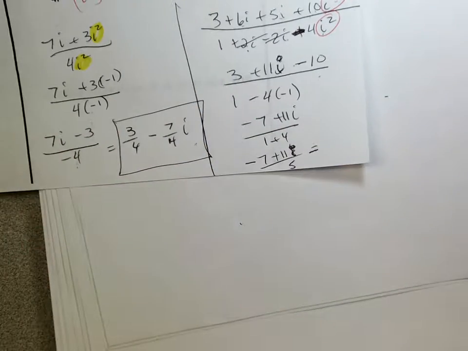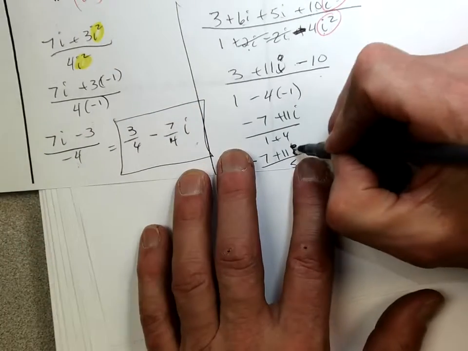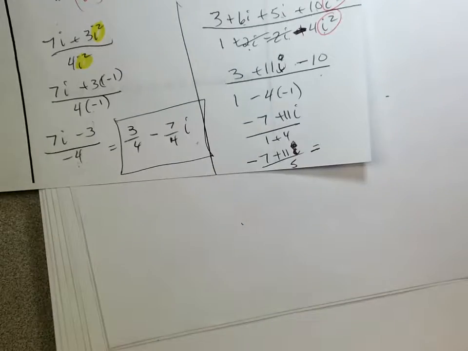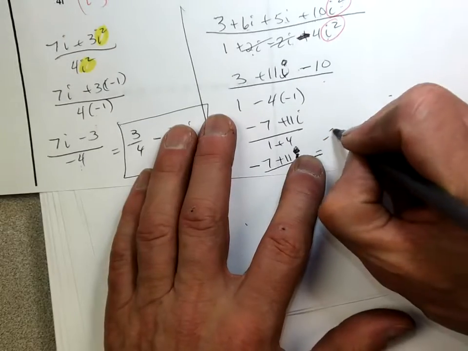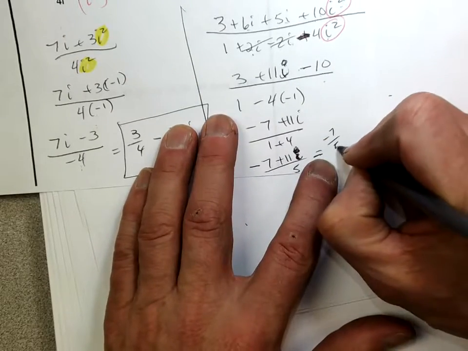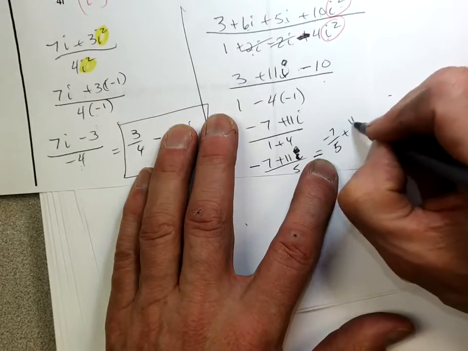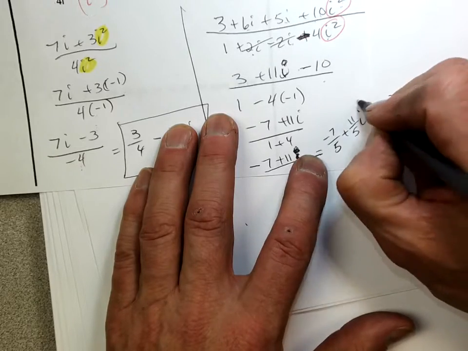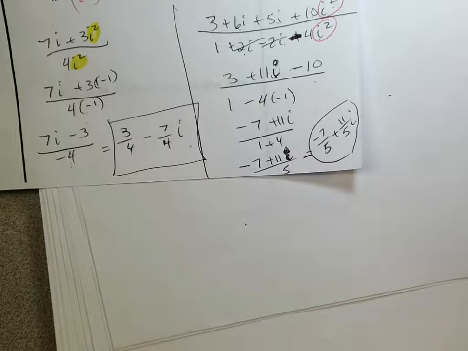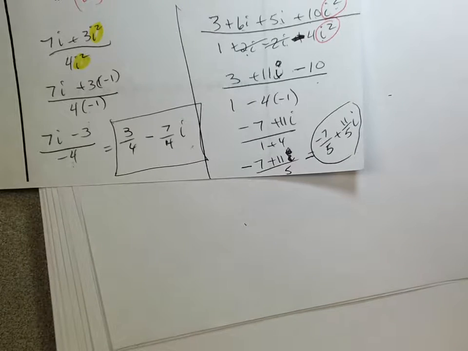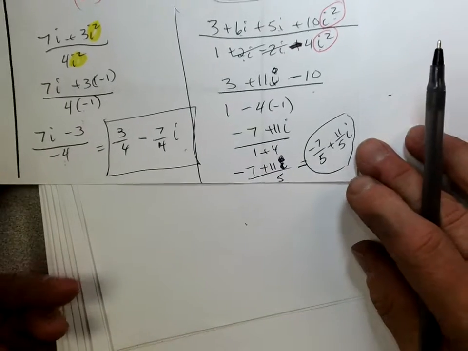Okay. And now finally, that's an i. It's a bad looking i. Finally, we've got to write it as a real plus imaginary. So we separate these to a negative 7/5 plus 11/5 i. Okay, so all we're doing is manipulating i. That's what we're doing. So like the common core says, perform arithmetic operations on complex numbers, we've done that. But let's turn the page when you're ready, okay?